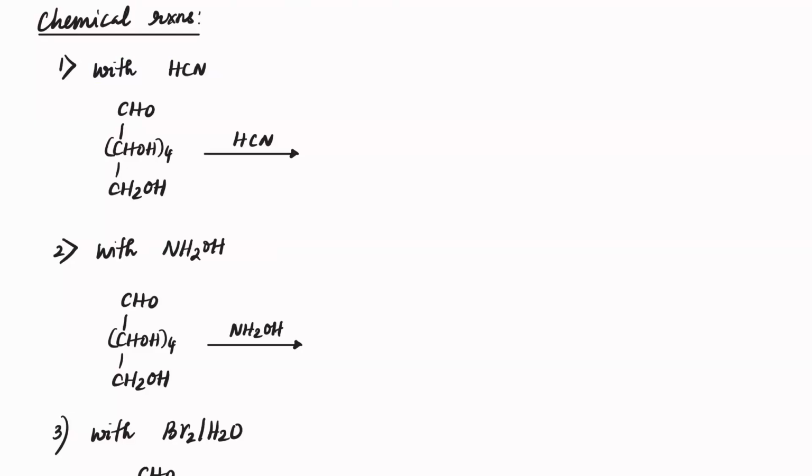So we'll start with the first one. If we react with HCN, since there is an aldehyde group, HCN will react and make a cyanohydrin. We will get a product like this: CH with OH and CN, and then CHOH four times and CH2OH. This is the product you will get. So this is a cyanohydrin, glucocyanohydrin.